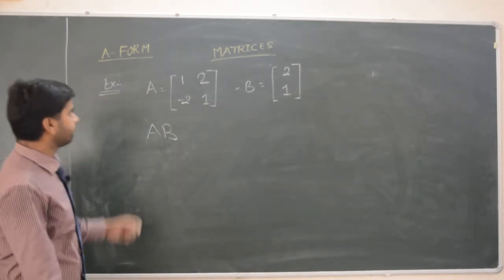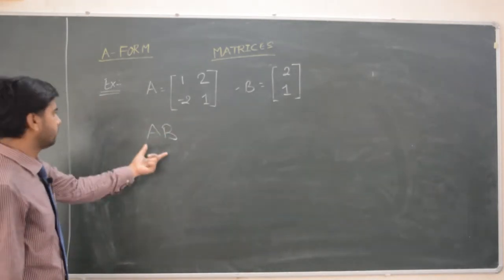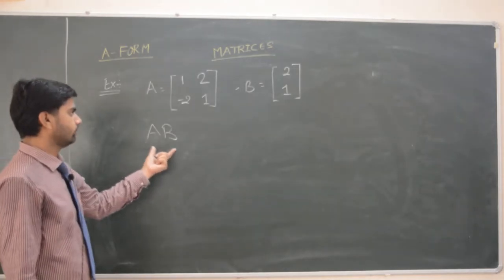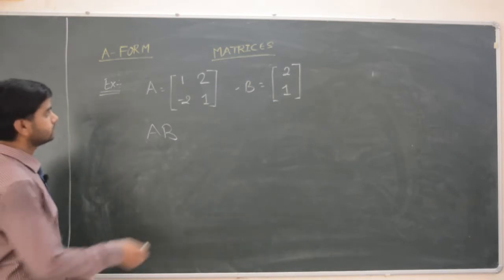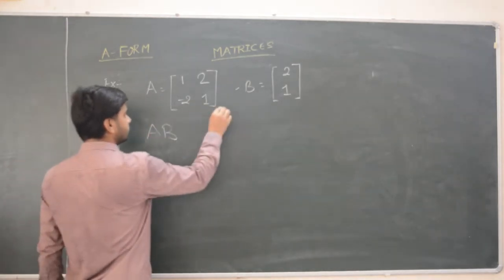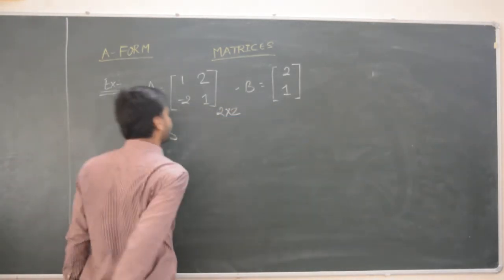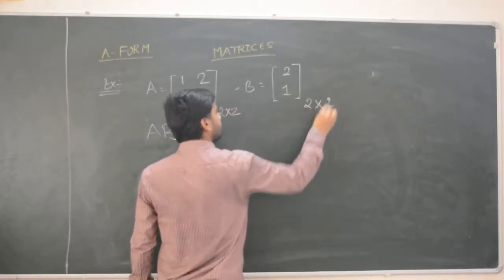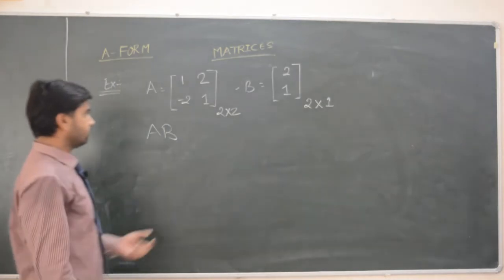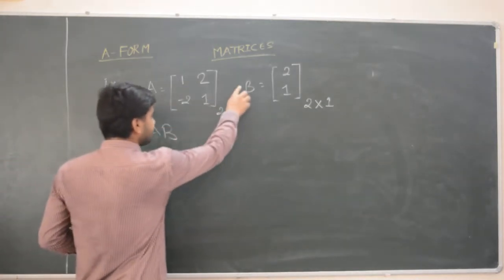Okay, so if we have two matrices A and B and we want to calculate AB, we are going to see how we will do the multiplication. Here the order of the A matrix is 2 by 2 and the order of the B matrix is 2 by 1. Now, can we multiply these two matrices A and B?